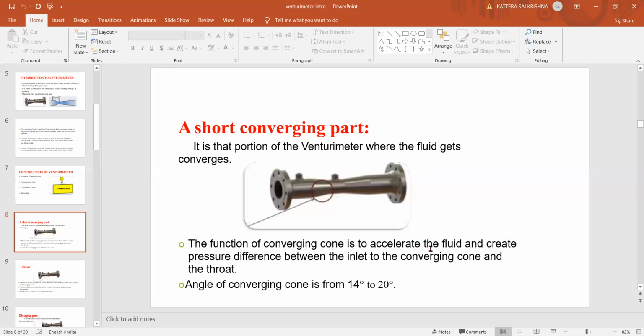What happens? The velocity will increase, so automatically acceleration will be increased, and there will be a pressure difference between that inlet as well as this part. Pressure will be decreased. The angle of this converging cone will be around 14 degrees to 20 degrees for that converging part.